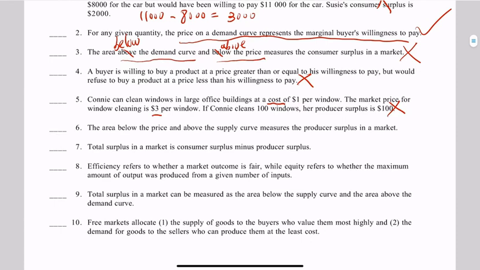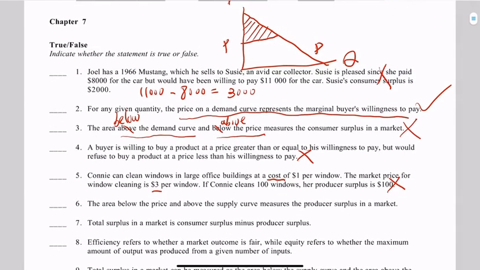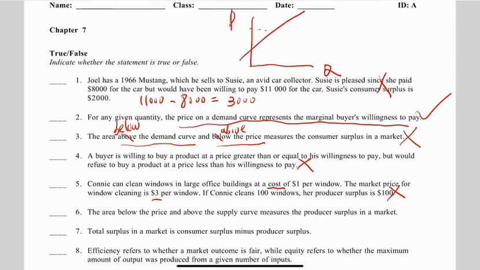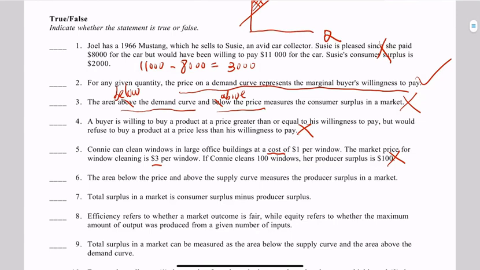The area below the price and above the supply curve measures the producer surplus. Again, to get some clarity, you could draw this picture here. So quantity, price, supply curve, and price. And then we know that this gives you the producer surplus. So it's the area below the price and above the supply curve. And you can see that the statement here is correct.